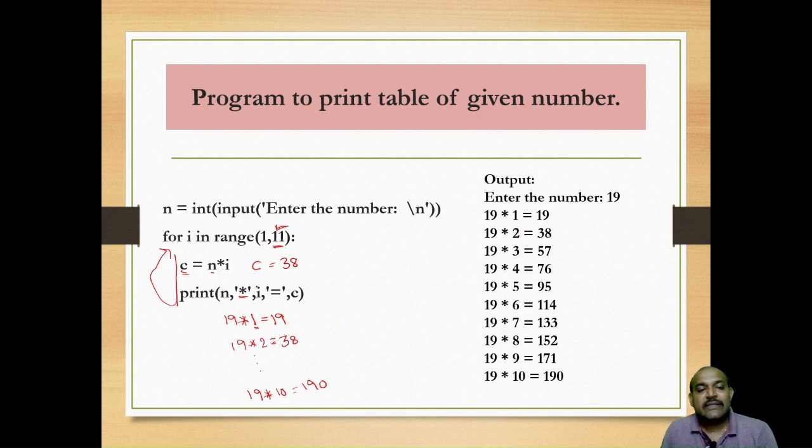Therefore, it is not true, it is not in the range of 11, so it comes out of the loop. What is there outside of the loop? Nothing. So it ends the program. This is how you can generate a table for any number you wish to give. It will generate the table up to 10.